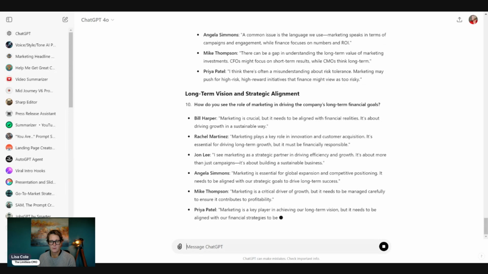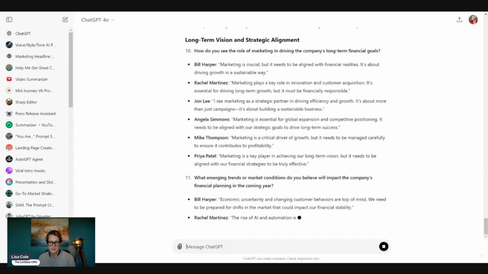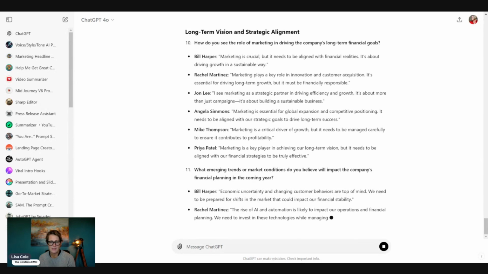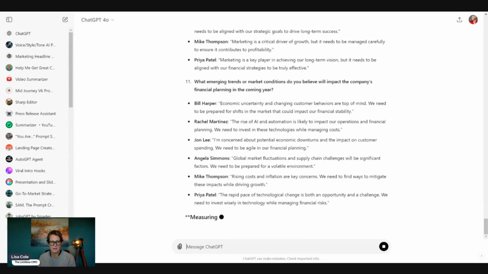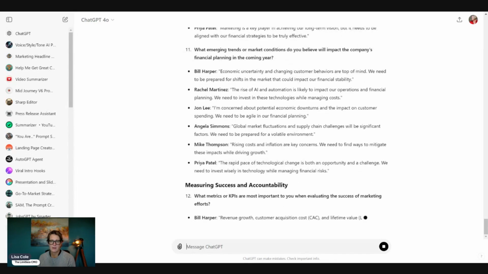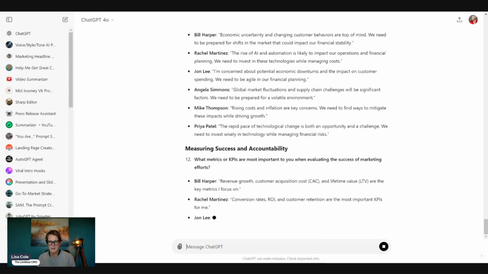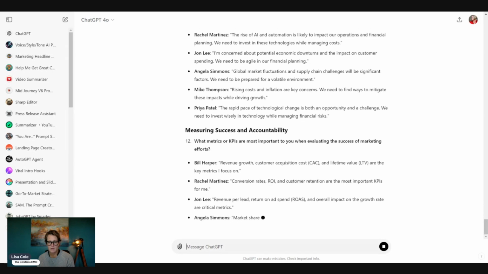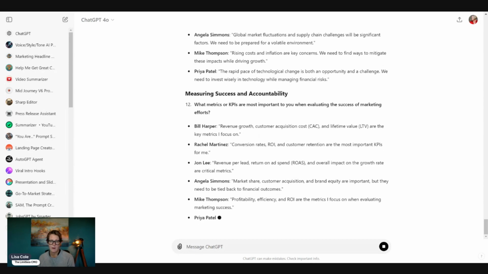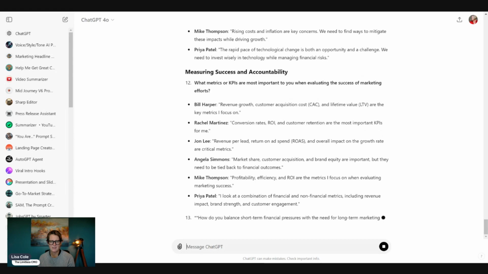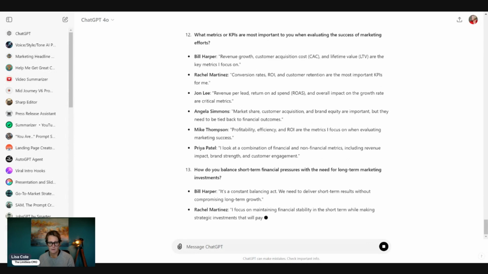Well, marketing is crucial, but it needs to be aligned with financial realities. It's about driving growth in a sustainable way. Actually, if you look across, the running theme is that it needs to be aligned with our strategic goals and consistent with the financial realities of the company. What emerging trends or market conditions do you believe will impact the company's financial planning in the coming year? What metrics or KPIs are most important to you? You'll see here that the various responses range from revenue growth, pipeline impact, customer acquisition cost, to return on ad spend, market share and efficiency.